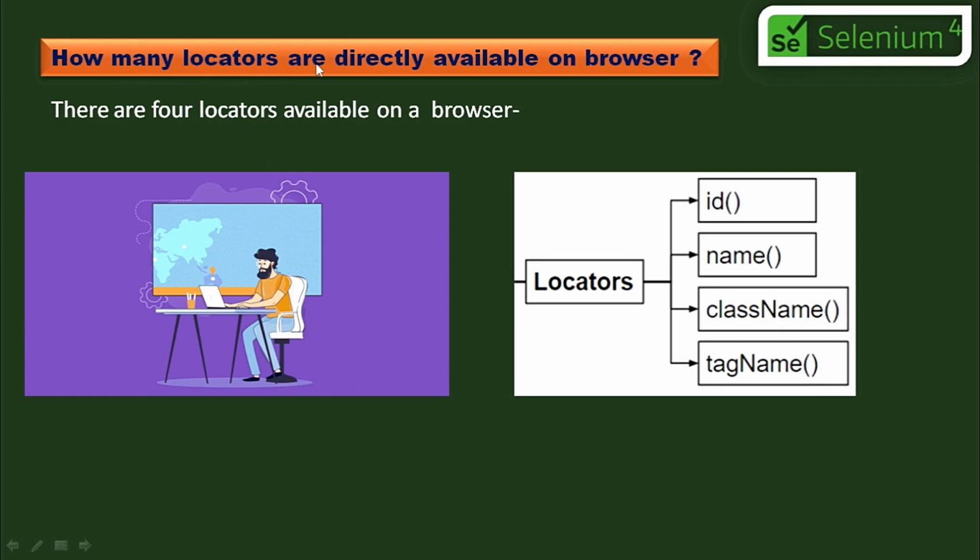This is also a very interesting interview question. Tell me how many locators are available on the browser. People always say 8 locators are available in the Selenium WebDriver. But if they mean those directly available in the browser, we call them the ID, name, class name and the tag name.